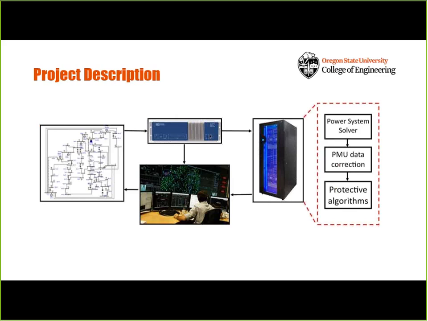For the project description, on the left we have an example of a power grid, in this case a synthetic power grid. That's going to stream data to a phasor data collector, or PDC. The PDC feeds data into the control room and also to our system, which in this case is just a server consisting of a power system solver, some PMU data correction, and some protective algorithms.